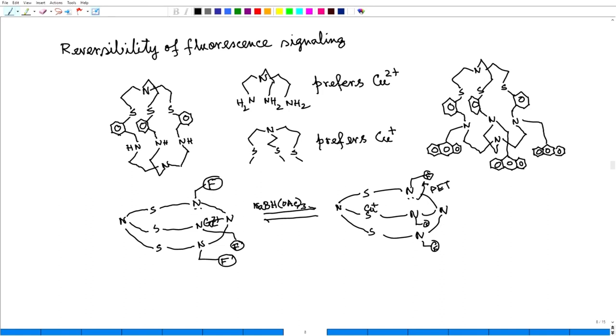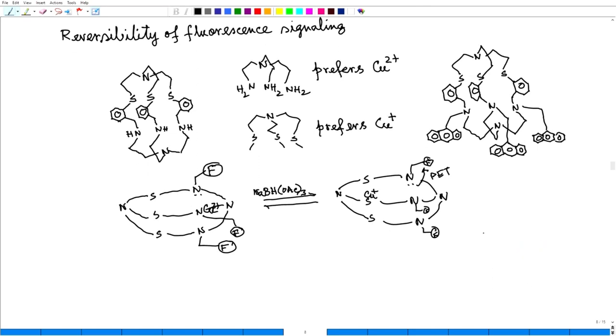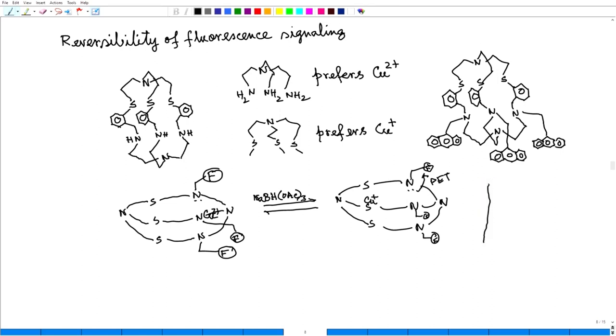First there was nothing, so no fluorescence. Then I put copper 2, and I see very strong fluorescence. Then I reduce copper 2 to copper 1, and what happens? It comes down to zero fluorescence.